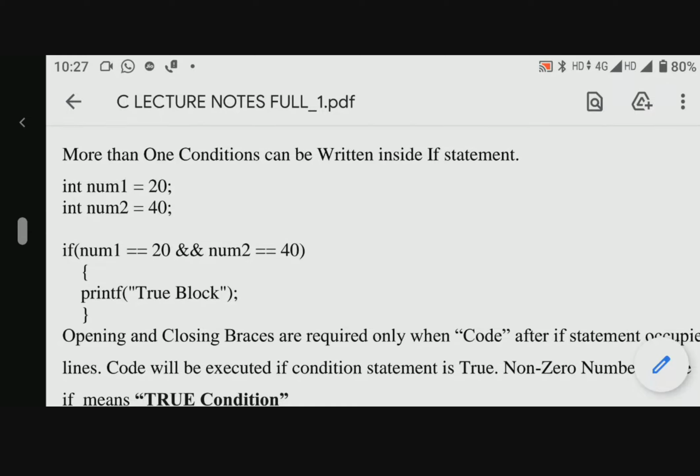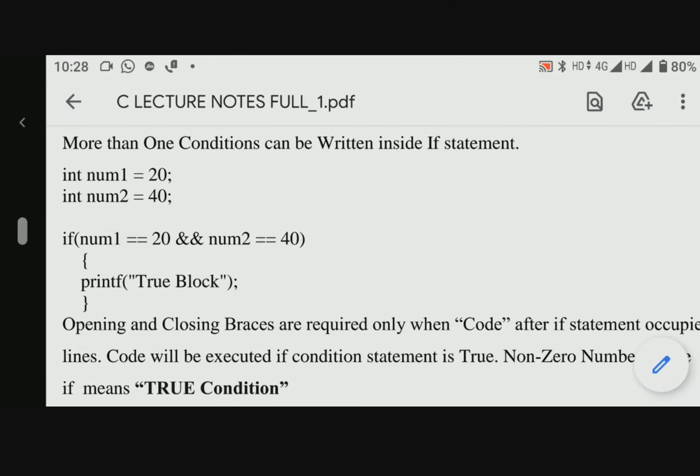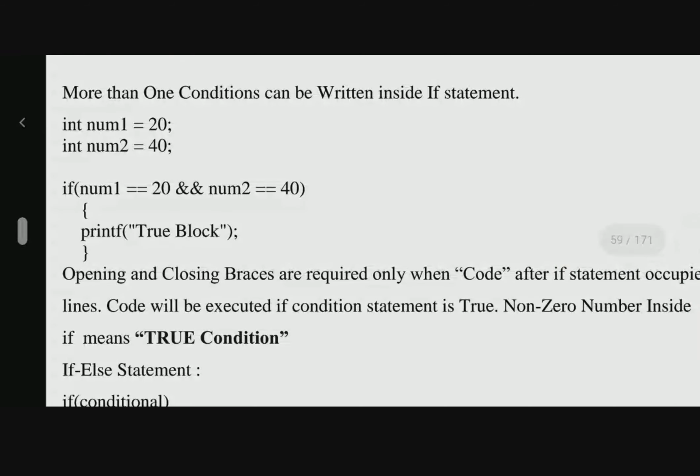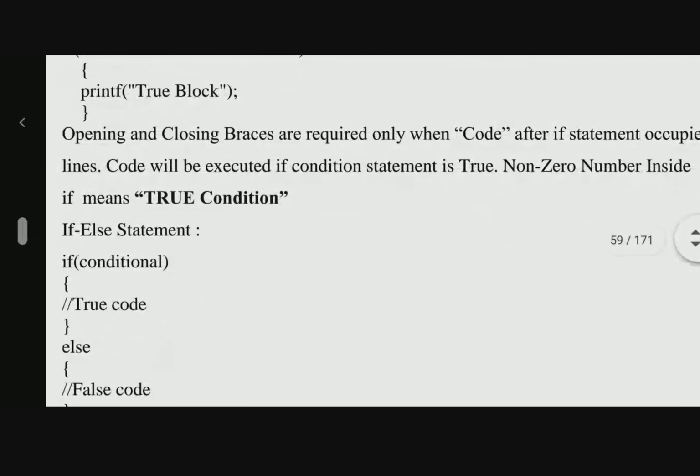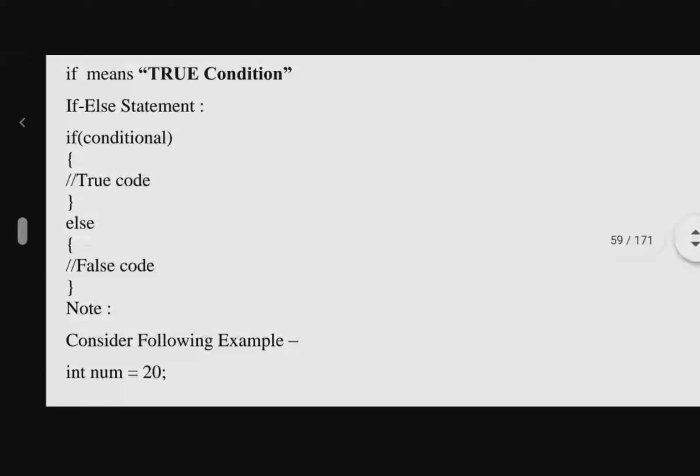Are you following? Now see, if number 1 equals to 20 and number 2 equals to 40, that means these two should be true. That's what the AND operator means, right? So the AND operator means both should be true. Then only it will enter into the if condition. If both are true, then it prints true block. Else if the condition is false, it will go to the false block.